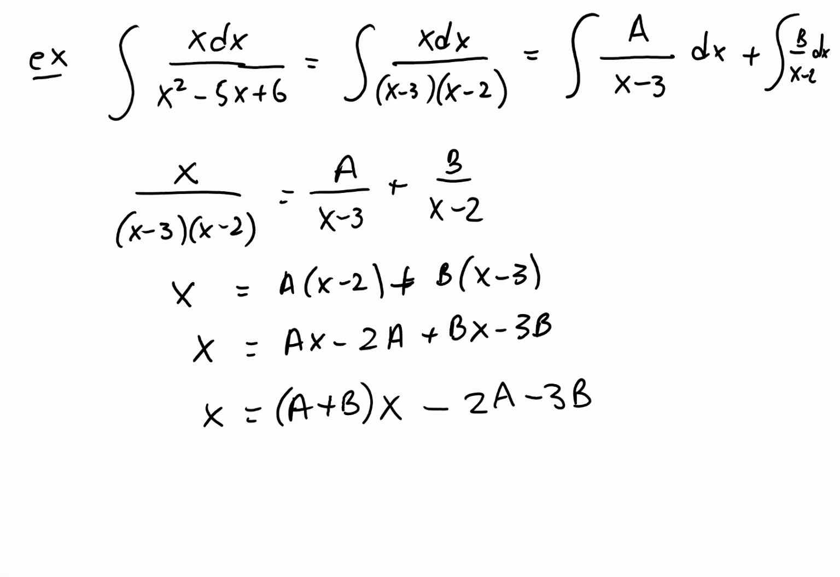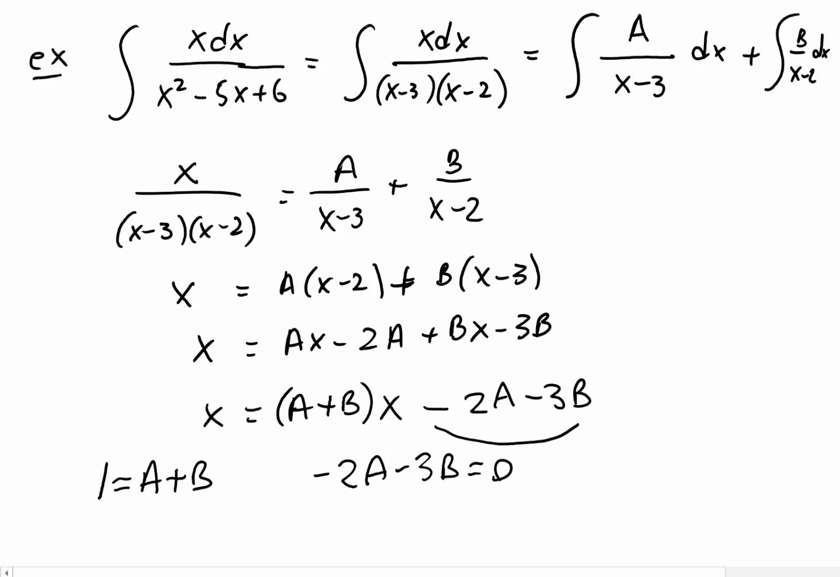And what we have now is a system of equations. We know that the coefficient for x is 1, so 1 will have to be A plus B. And then we know that this piece here, minus 2A minus 3B, will have to be equal to 0. And we can solve this system of equations in quite a few different ways. The easiest is probably some sort of substitution.